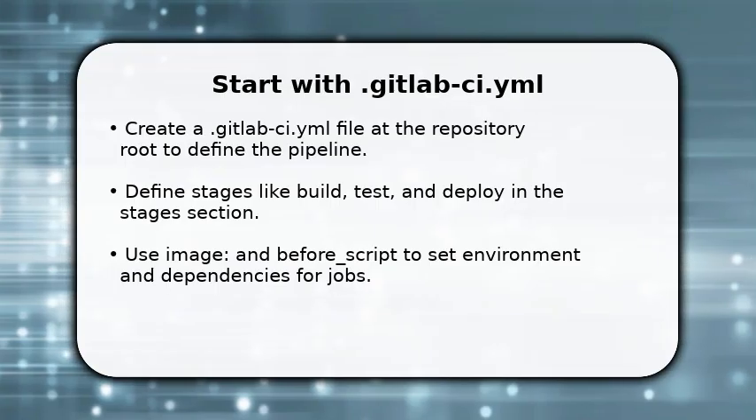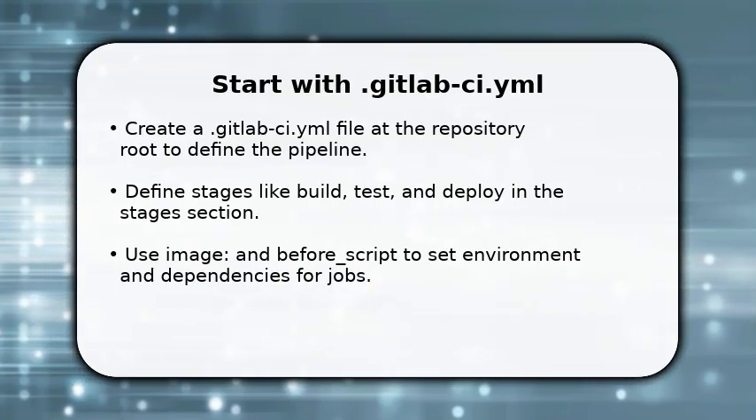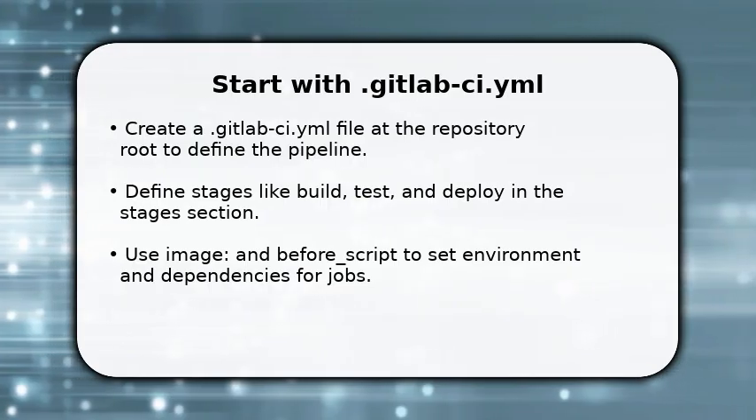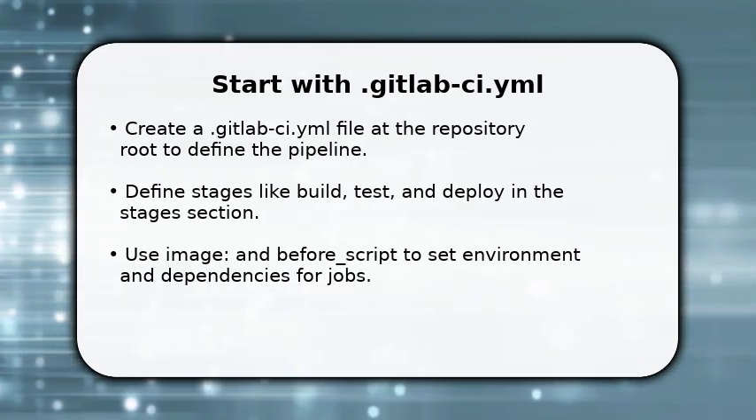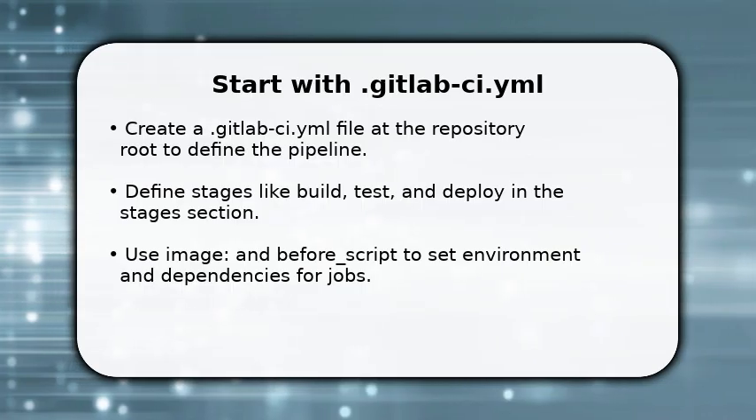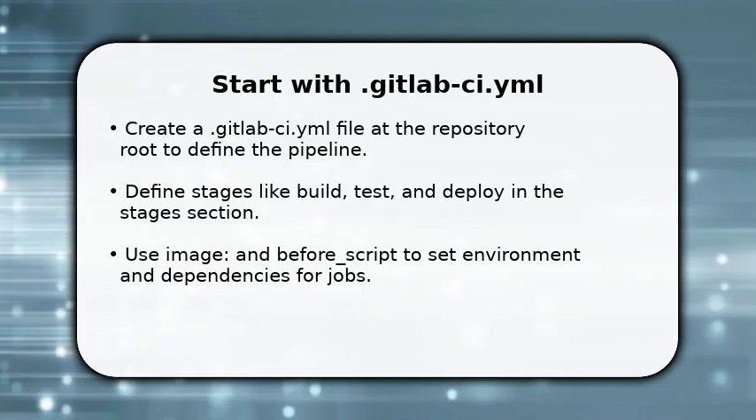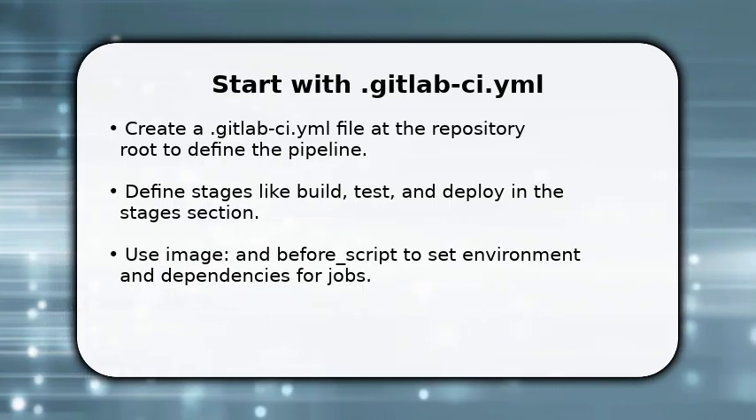Begin by creating a GitLab YAML file at the repository root. This file defines the pipeline structure and tells GitLab how to run jobs. Add an image line to pick a Docker image for the runner environment. Define stages with a stages array such as build, test, deploy.